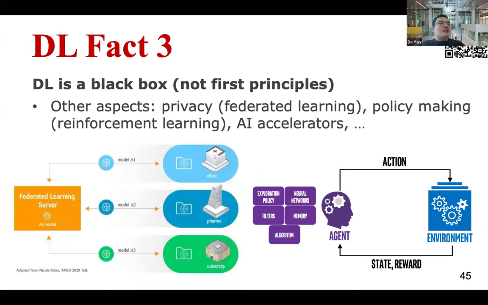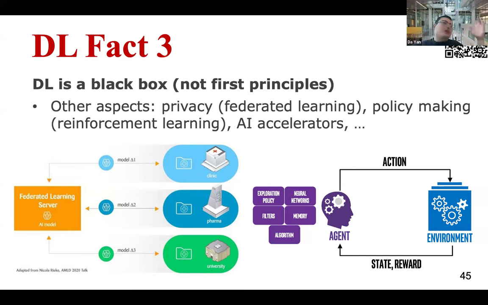But that's not all. There are other aspects. Let's say you want to protect privacy, so you cannot have centralized data. The data should be kept in, let's say, each hospital. Different departments don't want to share data with each other, but we want to train the model together. You can share the gradients, but the raw data you cannot share. That's federated learning. And you can also do policy making, so where we should really take the action. That's reinforcement learning. You have action and reward, as you can see.